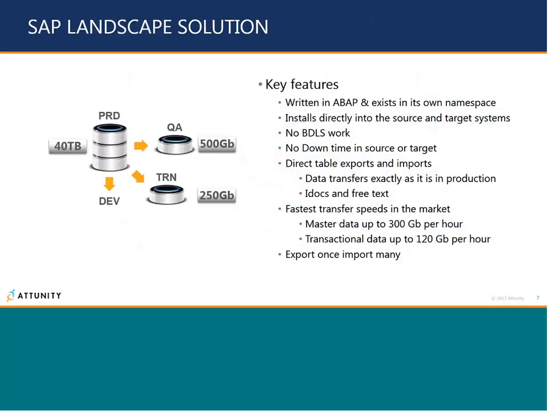So what is Gold Client? Gold Client is a tool that is written in ABAP, exists in its own namespace, and installs directly into your source and your target systems. It is a tool that is designed to remove the need to do full production copies, remove the need to have any downtime in your source or target systems, and to provide real, relevant, and reliable subsets of the data in your production systems to the business for the purposes of development, testing, training, and it's designed to be on demand. So the functional teams can pull the data they need when they need it.